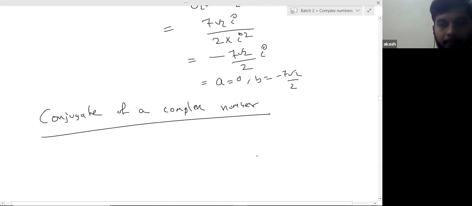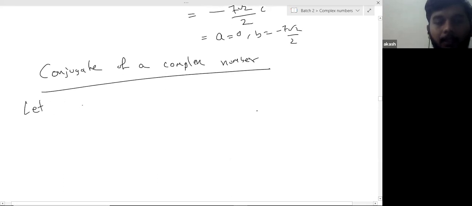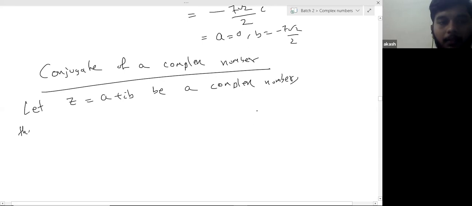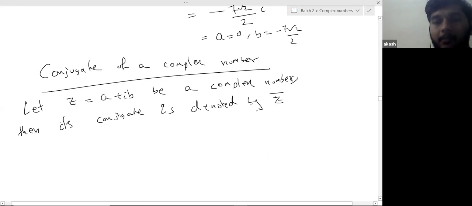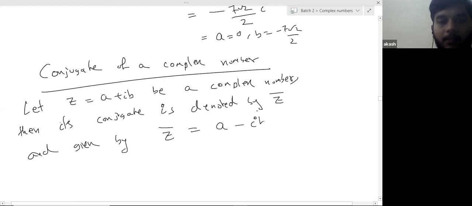Okay, write down the definition. Let z equal a plus ib be a complex number. Then its conjugate is denoted by z bar. Okay, this is written z bar, and given by z bar equals a minus ib. All right. Note it down.